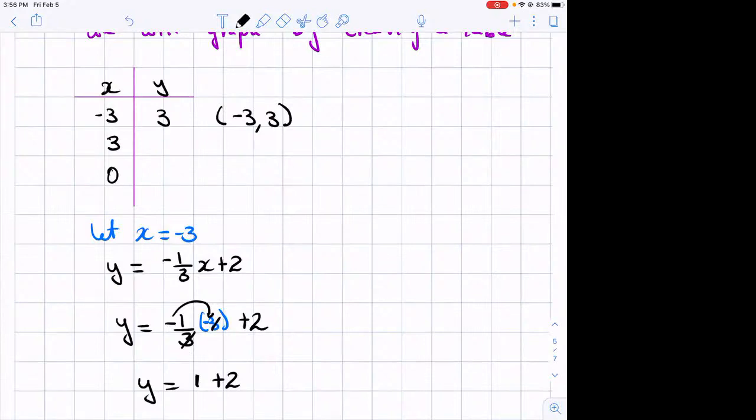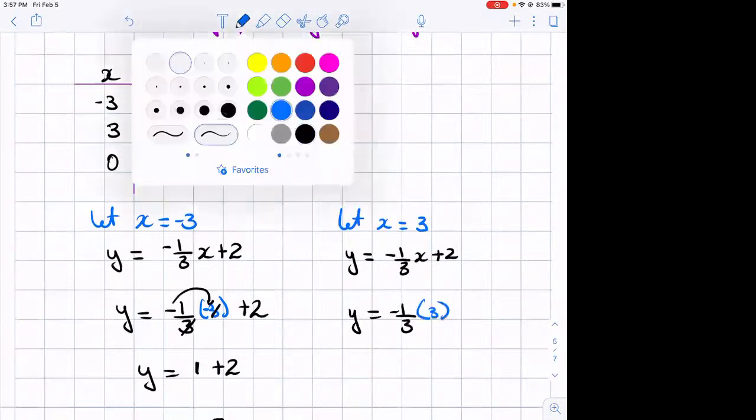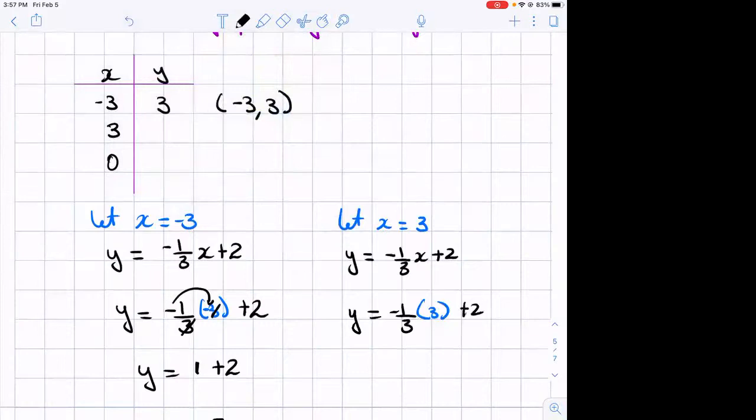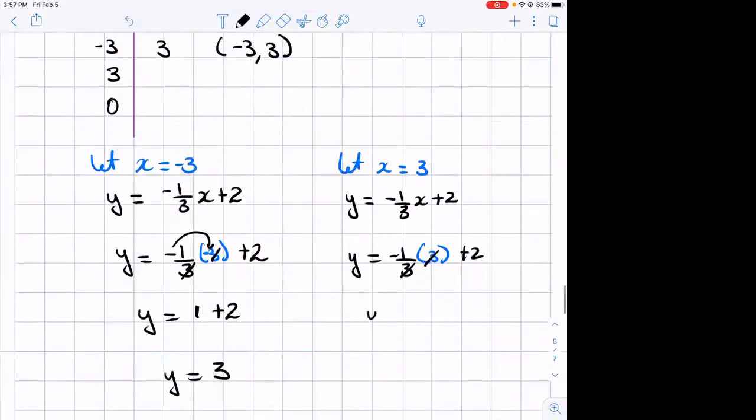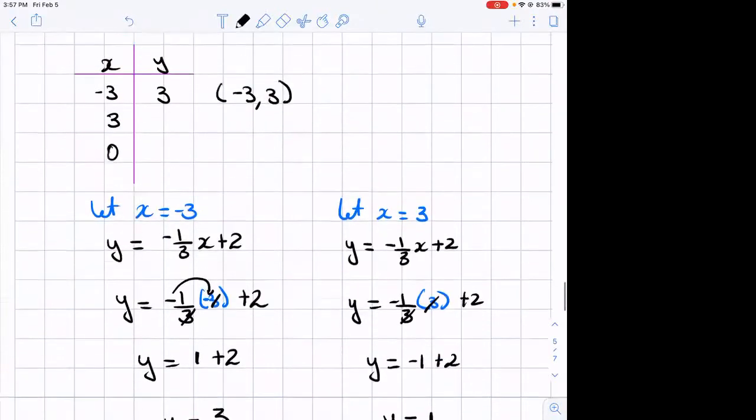What happens when we let x equal +3 now? Well, same idea. y is equal to -1/3 x plus 2. So we have y is equal to -1/3, and we will now replace that x value with +3. By doing that, this 3 will cancel with that 3. So we have y is -1 plus 2. Therefore, y is equal to 1. So this value is 1, and my ordered pair is 3, 1.